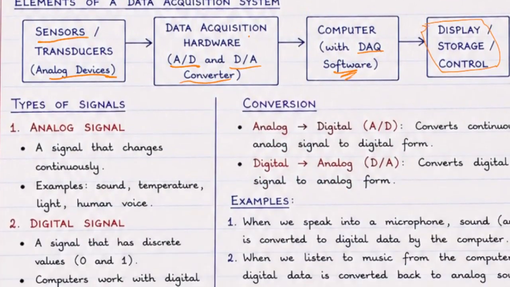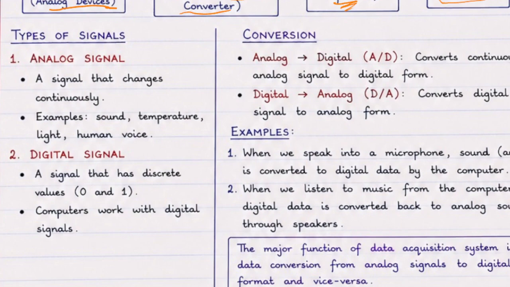Now, types of signal, and I think I've explained this. We have the analog signal, a signal that changes continuously. Sound, temperature, light, human voice, all of these are analog signals. Digital signals have discrete values, 0 and 1. Computers work with digital signals. So conversion, analog to digital, that's AD, converts continuous analog signals to digital form, and digital to analog converts digital signals to analog form.